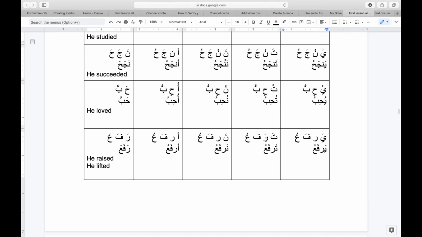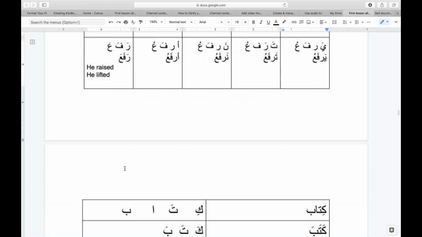ترفع. She is lifting or she lifts. نرفع. We are lifting. أرفع. I am lifting. رفع. He raised or he lifted.